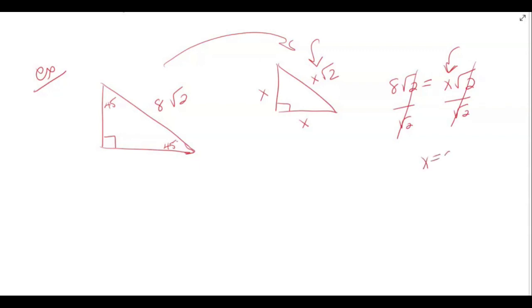And x would have to equal 8. And x is my side length here, right? So both my side lengths are 8, which would make sense, right? Because if we didn't know this was 8 root 2, and I knew that the side lengths were 8, we would say, okay, the hypotenuse is 8 root 2.